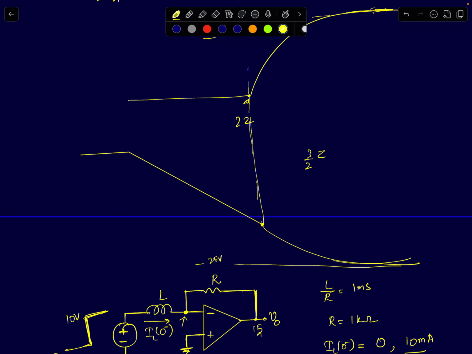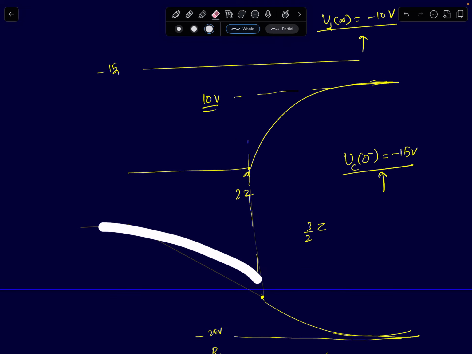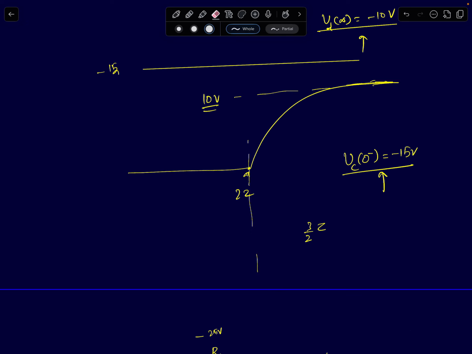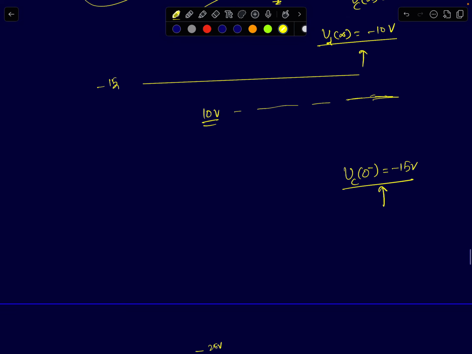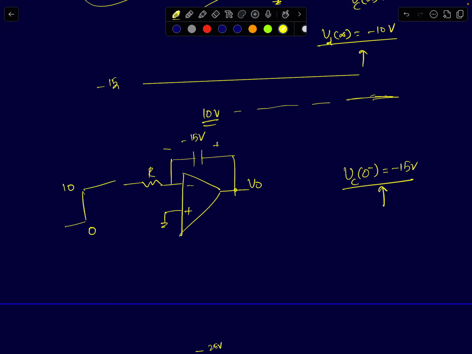So if I say the initial voltage across the capacitor is minus 15 volts, what do you think will happen to the circuit? It's the same circuit, and it's given that the initial voltage across the capacitor is minus 15 volts. And now you are applying a positive step, say 0 to 10 volts. What will happen?